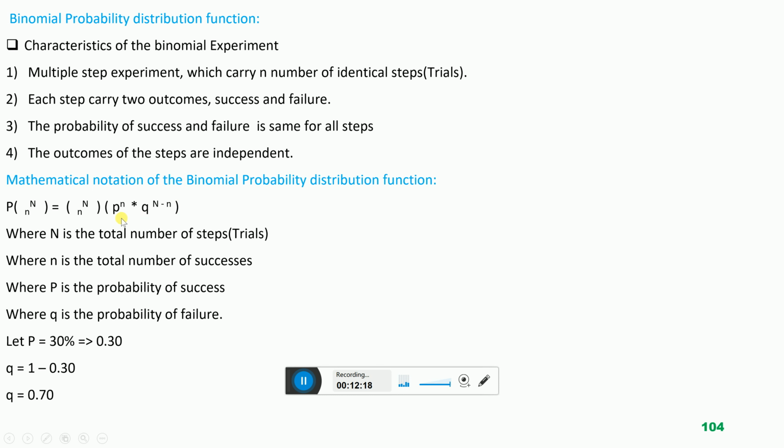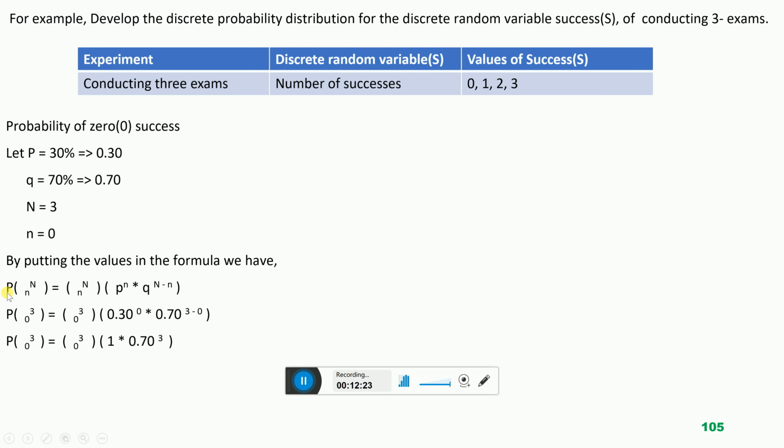This is the discrete binomial probability distribution formula. We will put the values. P represents probability of capital N steps, small n success, N, and P raised to the power small n multiplied by Q raised to the power capital N minus small n. We will just put the values. Number of exams, capital N, 3, we put in here. Small n 0, number of success 0. So probability of success P is 0.30 raised to the power small n, which is 0, multiplied by Q 0.70 raised to the power capital N 3 minus small n 0.